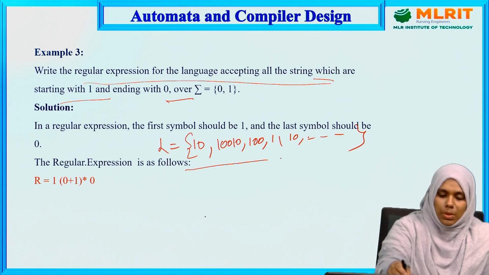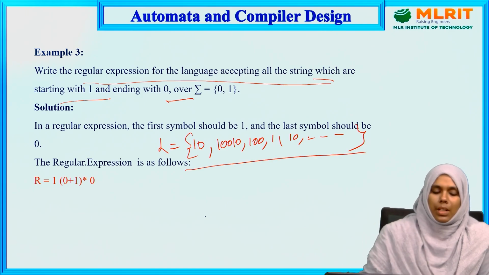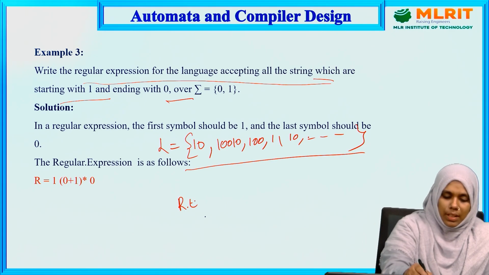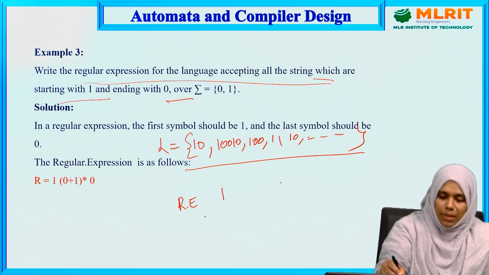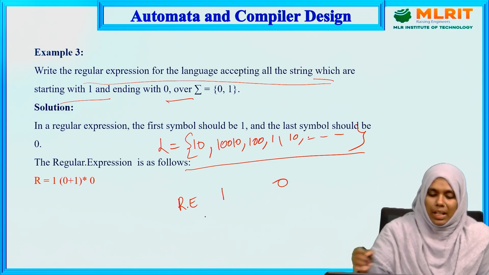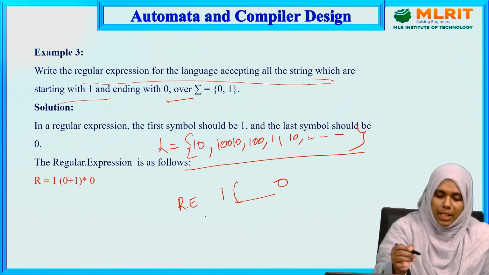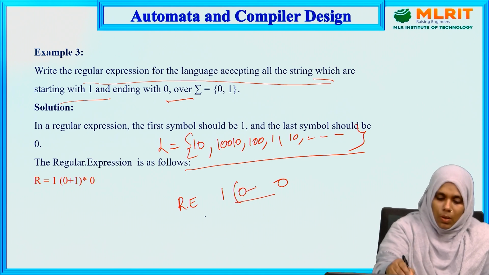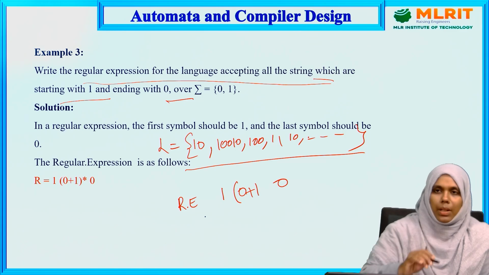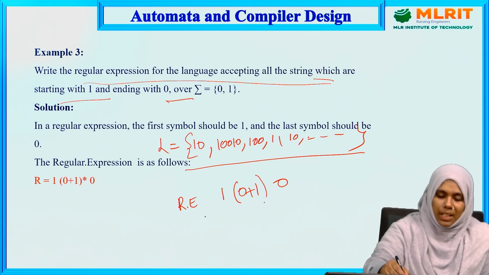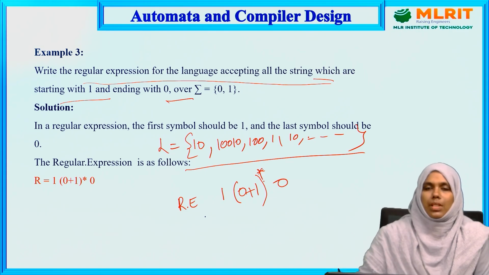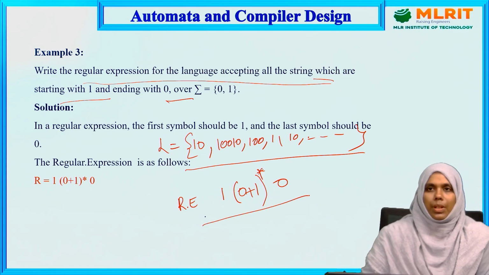So for this language, you have to write the regular expression. How do we write it? Since 1 is compulsory, you write 1, and 0 is compulsory at the end. In the middle, there is the possibility of 0 or 1, that is 0 plus 1. The 0 plus 1 can occur 1 time, 2 times, or multiple times, so for that purpose we give a star. This is the answer for the regular expression for the third one.